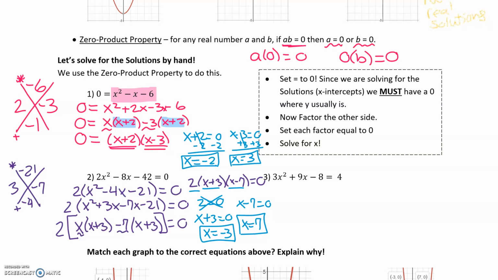Okay. And now the one over here, number 3. First thing I need to do is make sure it's set equal to 0. Well, here you're going to notice this is not equal to 0. So to get that equal to 0, first we subtract 4 on both sides.